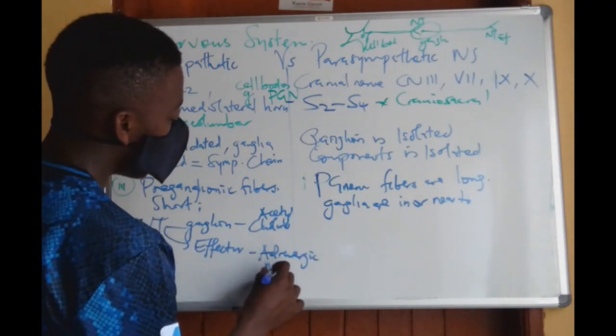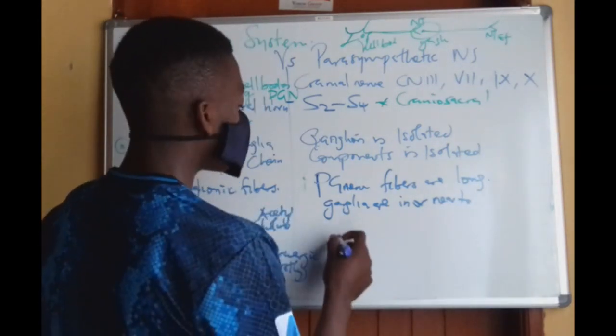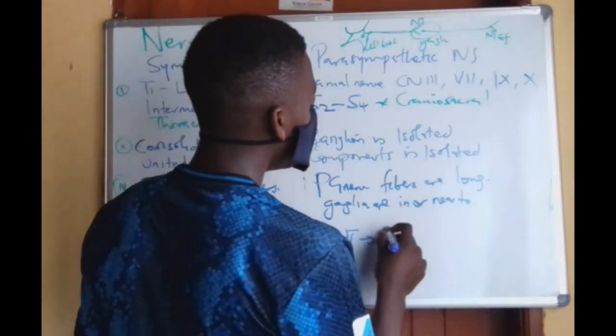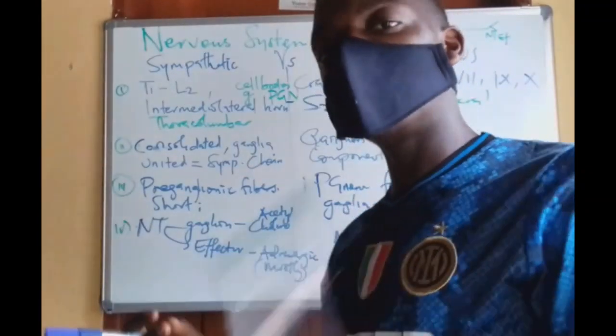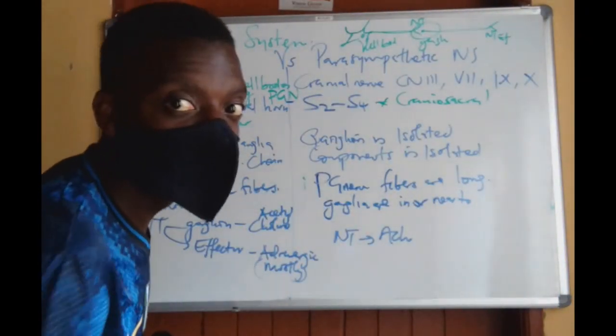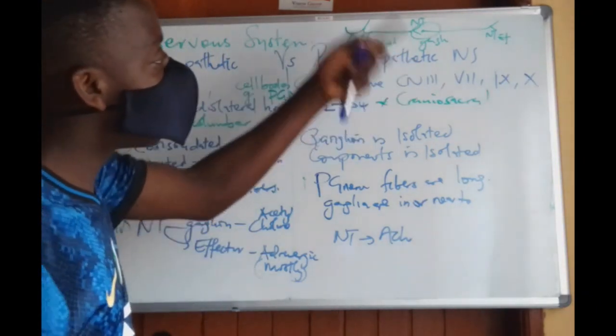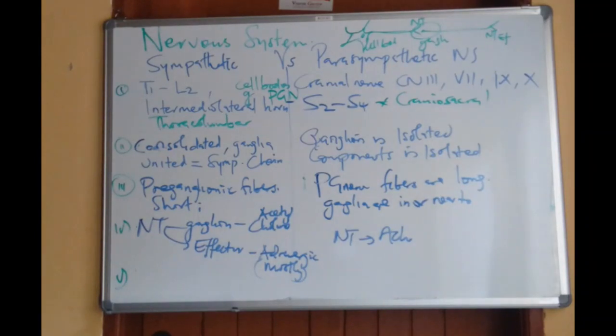Whereas for the parasympathetic nervous system, the neurotransmitter will be acetylcholine at both the ganglion level and the effector level. So those are four differences. We can talk about the fifth difference, and the fifth difference is going to be about the effect.